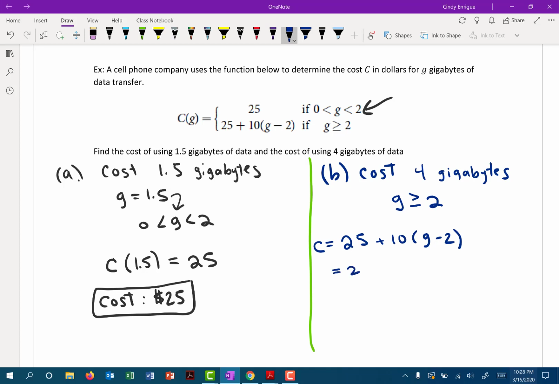So I'm going to have 25 plus 10. That G value that I'm plugging in here is 4. So I'm going to plug that into my calculator. I'm going to have 25 plus 10 parentheses 4 minus 2. I'm going to get 45. So I know that my cost for 4 gigabytes is going to be $45.